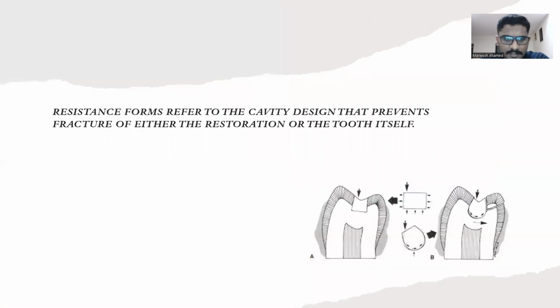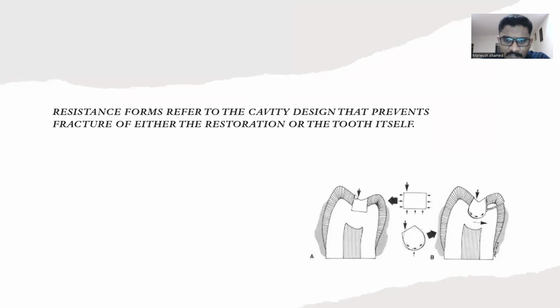And another feature is the resistance form, which refers to the cavity design that prevents the fracture of either the restoration or the tooth itself. Here in this picture, you can see that if a cavity preparation has a rounded form like this, it will rock inside the tooth on functional movements. That can cause fracture lines and can result in the fracture of the tooth and the restoration itself.